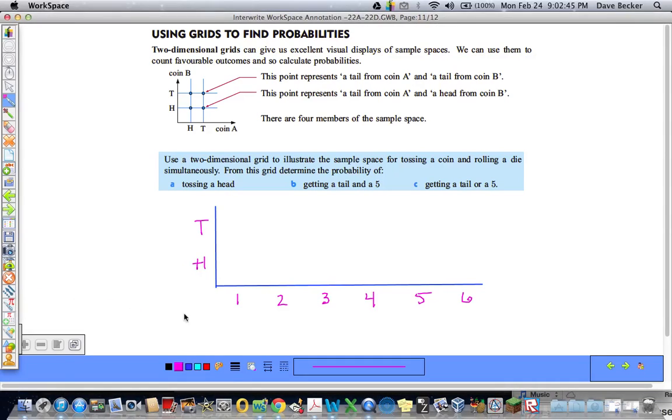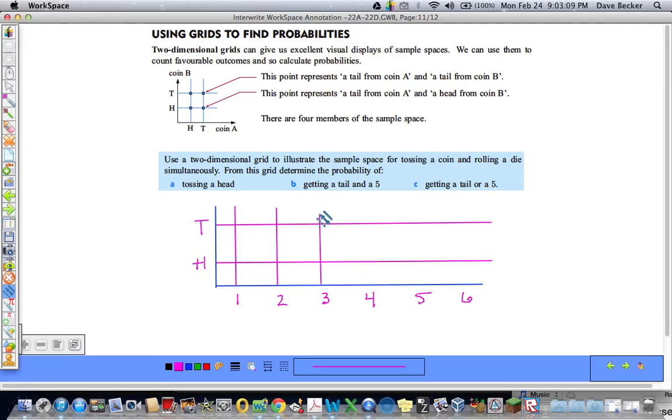Then we would make lines here, horizontal here, representing all the tails, and here's for heads, and then we're going to put a vertical line for each of the 6 numbers on the die. So this is 1 and 2, and don't you wish you could draw as well as me?